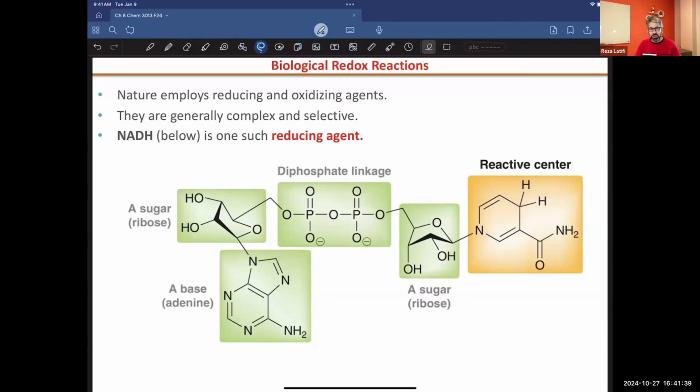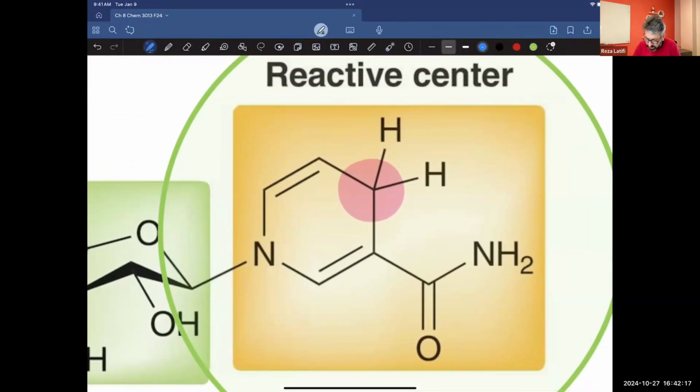As you see, the structure in front of you is NADH. It's a giant molecule with plenty of rings and double bonds. The active site of this reducing agent is here. I want you to zoom in on a carbon, and which carbon? Let's pick this carbon, and maybe I should pick a different color. That carbon. The reason is that right now it has sp3 hybridization.